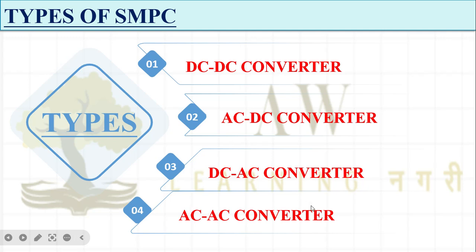In a transformer we can't change the frequency level, but when we use the AC to AC converter, we have that luxury to change the frequency. Okay, so these are the four different types of switched mode power converters.